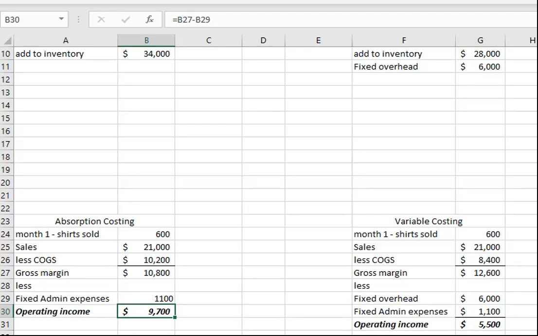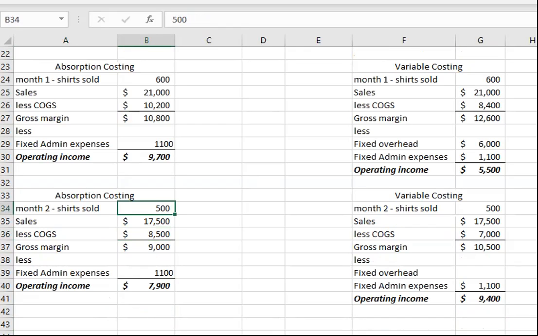Well, let's go and look at the second month. In the second month, we sold 500 shirts. And so for the 500 shirts, we had $17,500 in sales. Cost of goods sold is $8,500. So then our gross margin is $9,000. Again, we had fixed admin expenses of $1,100, and this time we only had $7,900 in income.